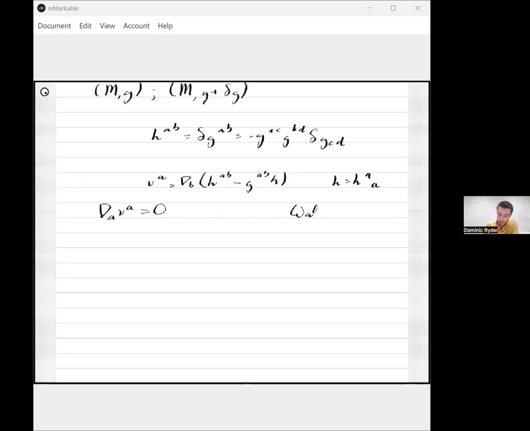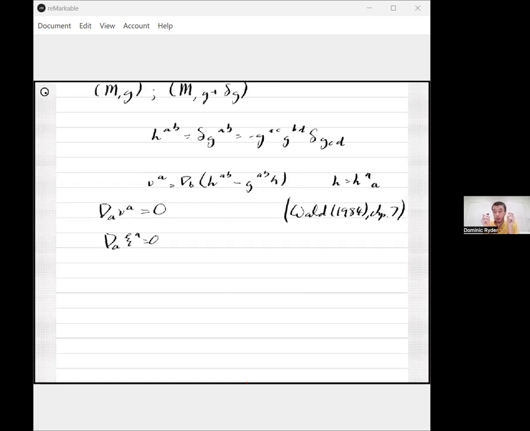If you want to look at perturbed general relativity, go to Wald, 1984, chapter 7. But I state this without proof. We also have nabla A xi A equals 0 by Killing's equation.